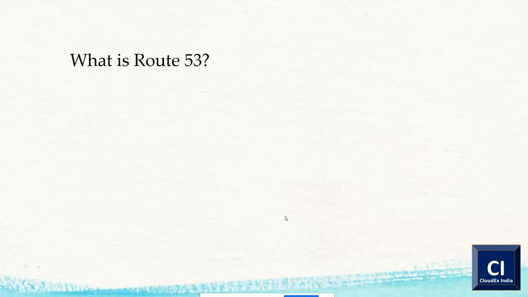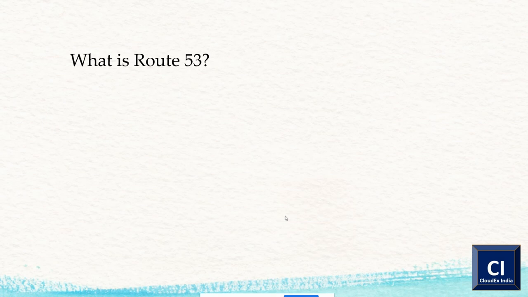The first thing: what is Route 53? Before going into the details of Route 53, we have to understand why AWS gave it this name. As you know, 53 is the port number of DNS. And what is DNS? DNS is basically the Domain Name System, which helps to resolve IP into name and name into IP. In layman's language, you can understand it as an address book.